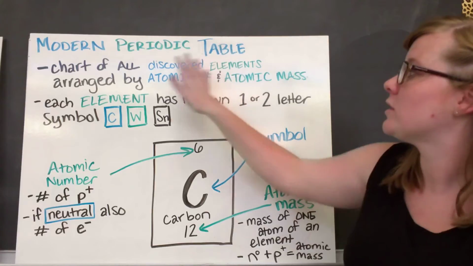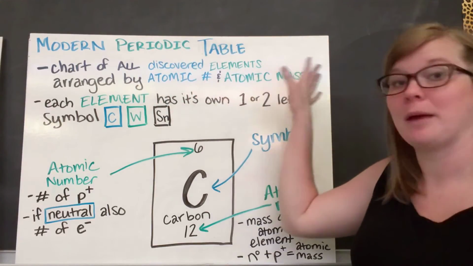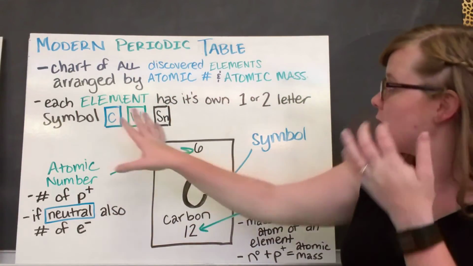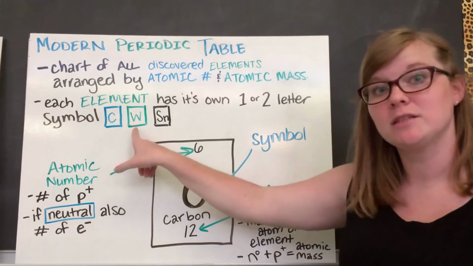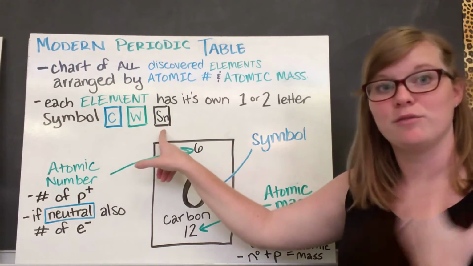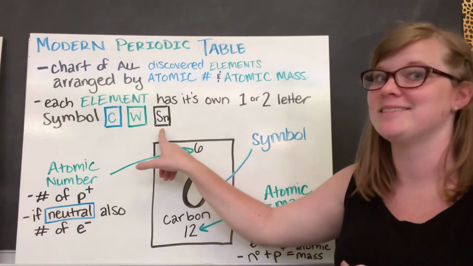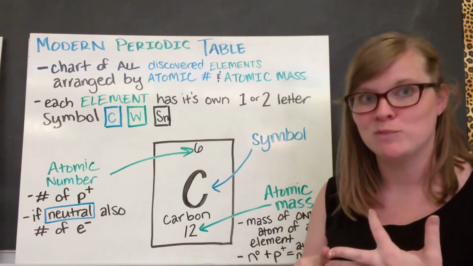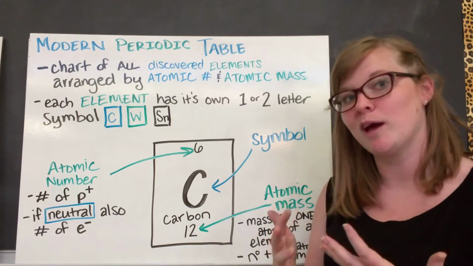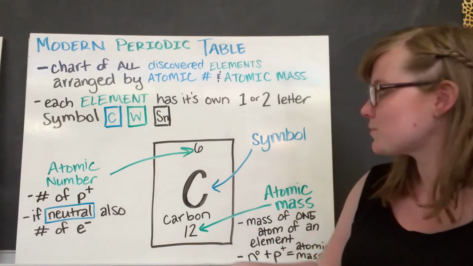So our elements are arranged by atomic number and atomic mass. So each element has a 1 or 2 letter symbol. So we've got C for carbon, W for tungsten, and Sn for tin. Tin is Sn. So these are based off of their Greek, Latin, or English names, which is why you get tungsten's a W and tin is Sn.